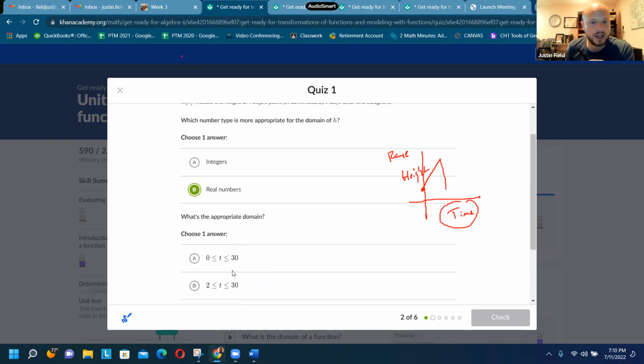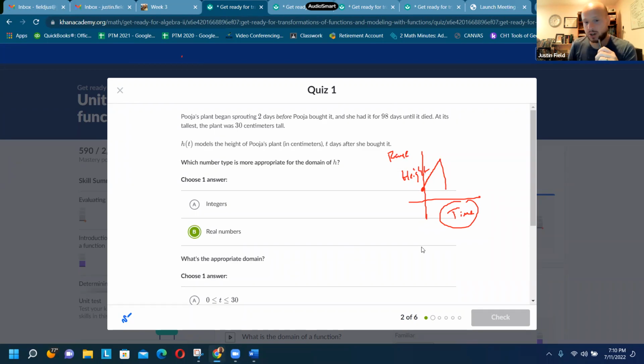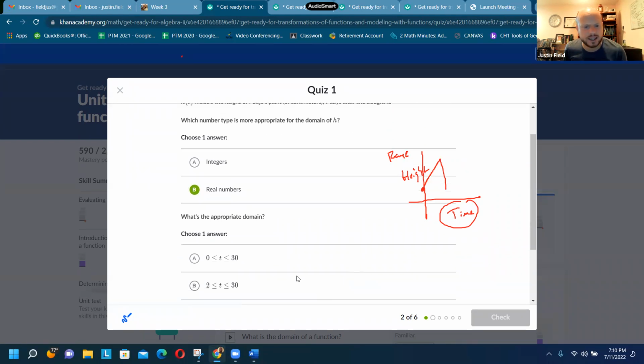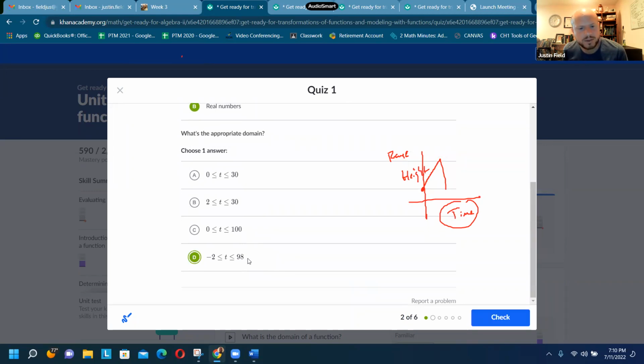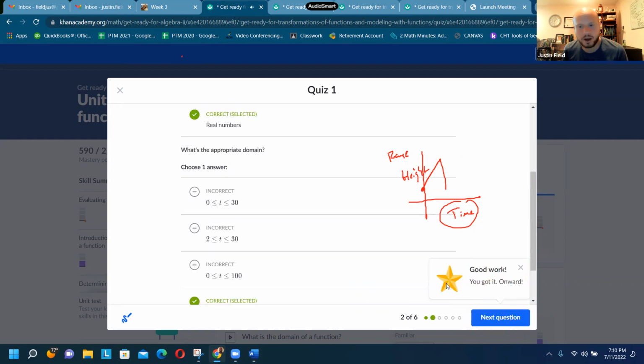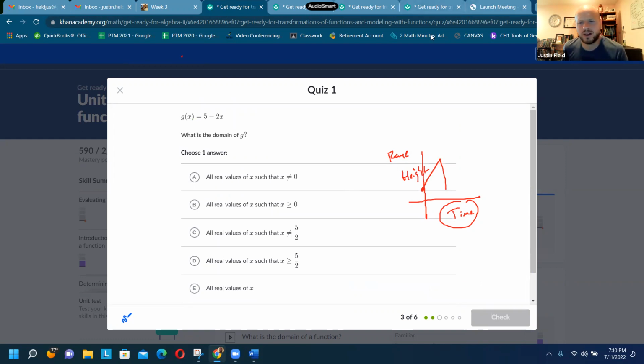Was the appropriate domain? Well, we know the domain is time, and so 98 days. So I would say 98 is the maximum, -2 to 98. We could do that. We could do 0 to 100. I don't know. Let's see what it says. There you go. -2 to 98. Okay. I mean, there could be an argument that we could do 0 to 100. I think -2, 2 days before she bought it, and then 98 when it died.